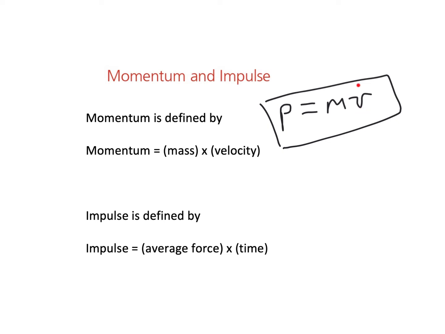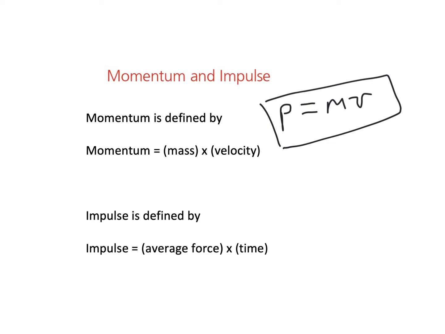Now, since velocity is a vector, that means momentum is a vector. In other words, what does that mean? It means the direction matters, right? The direction of momentum matters. But the definition is mass times velocity.